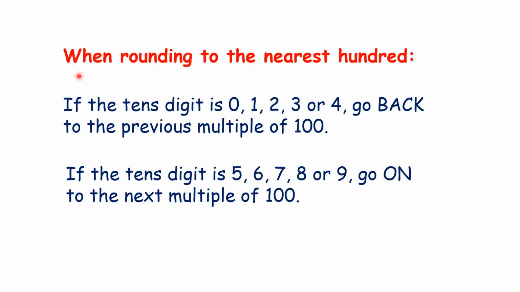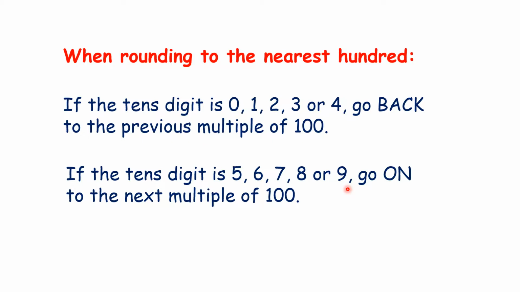When rounding a number, what you really need to look at is the place value to the right. So when rounding to the nearest hundred, if the tens digit is 0, 1, 2, 3 or 4, go back to the previous multiple of 100. But if the tens digit is a 5, 6, 7, 8 or 9, go on to the next multiple of 100.